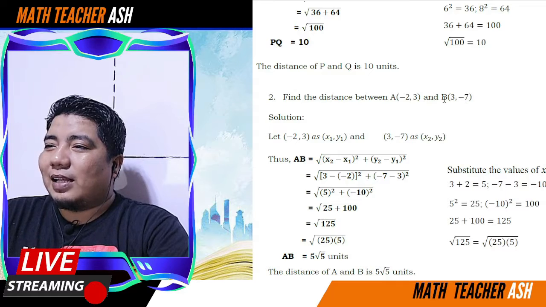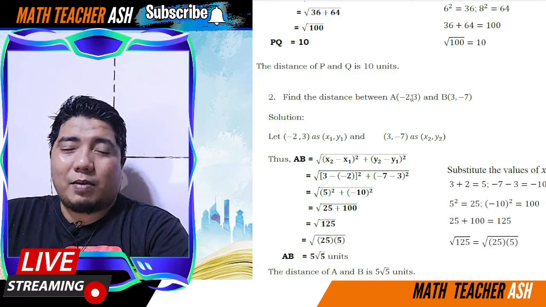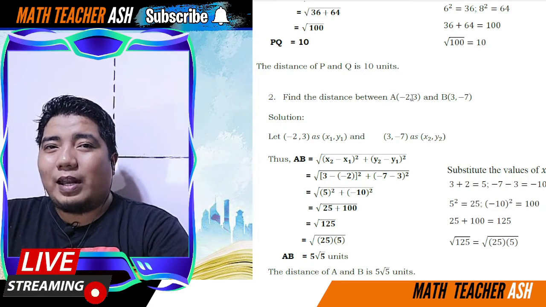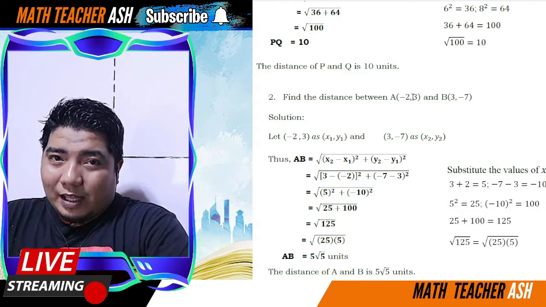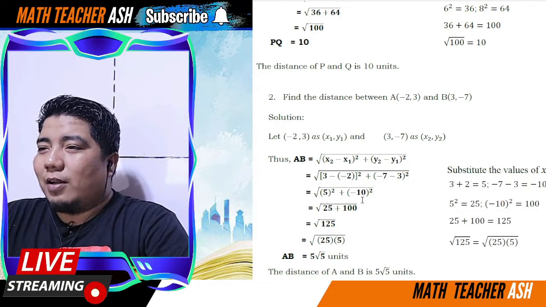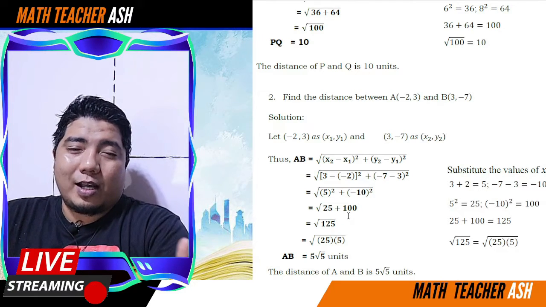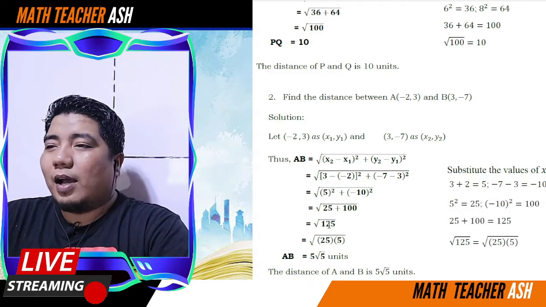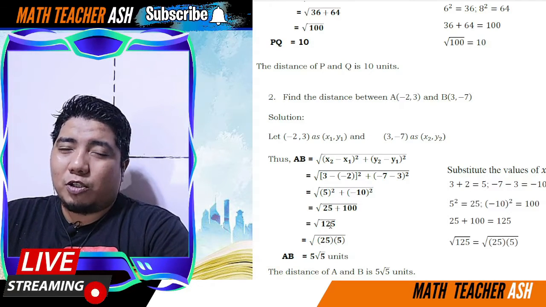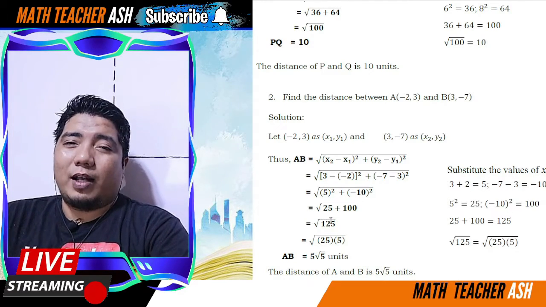And then, we have -7 minus 3. So, -7 minus 3, that will give you -10. And -10 squared, that is 100. So, we have 5 squared as 25. We have 10 squared as 100. So, i-add mo silang dalawa. That is 125. Question is, what is the square root of 125?